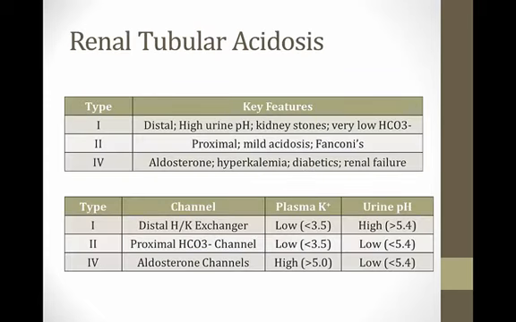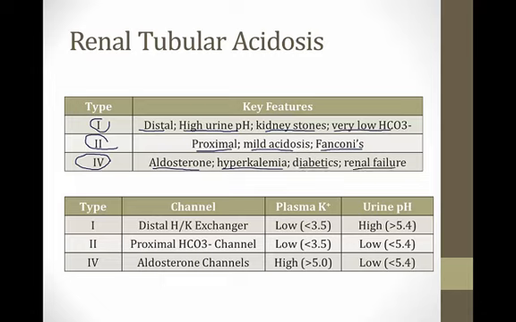So on this slide, I've just reviewed the three types of RTAs. In type 1, you have a distal problem. You have a high urinary pH. These are the patients who get those kidney stones, and they have a very low bicarbonate level. In type 2, this is the proximal RTA. These patients have a milder acidosis, and they can also have Fanconi syndrome, where the whole proximal tubule is dysfunctional. Type 4 RTAs are a state of aldosterone deficiency or resistance. These are the ones with high potassium levels, and this happens to diabetics and people with renal failure.